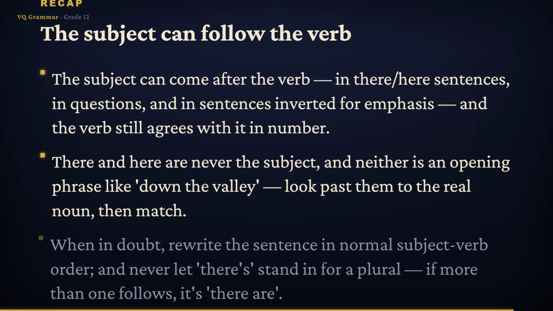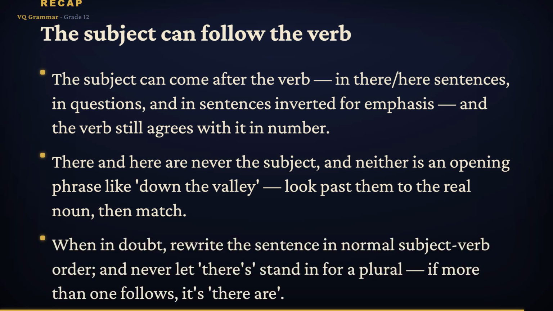Second, remember that there and here are never the subject, and neither is an opening phrase like down the valley. So look past them to the real noun and match the verb to that. And third, when a sentence has you tangled, rewrite it in normal subject then verb order so the subject and verb stand side by side. And never let there's stand in for a plural. If more than one thing follows, it has to be there are. Do that and inverted sentences lose all their tricks.